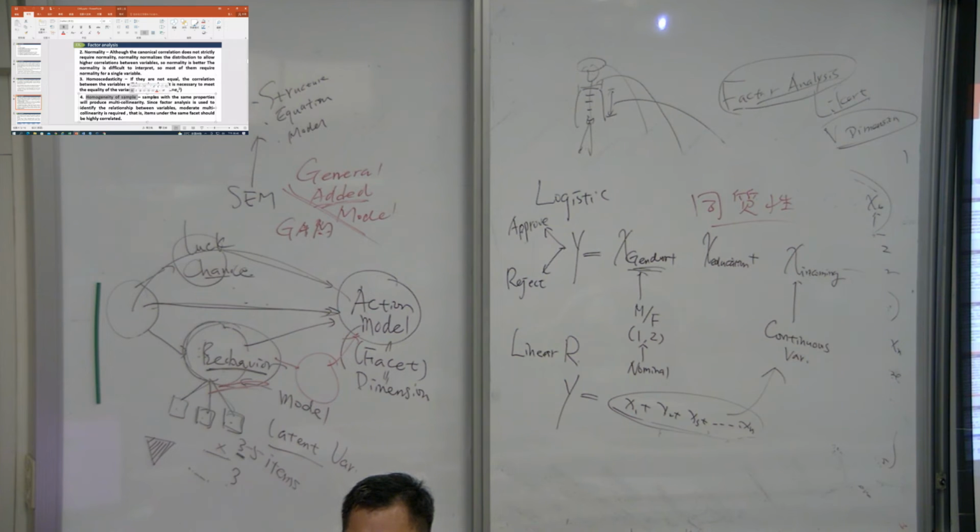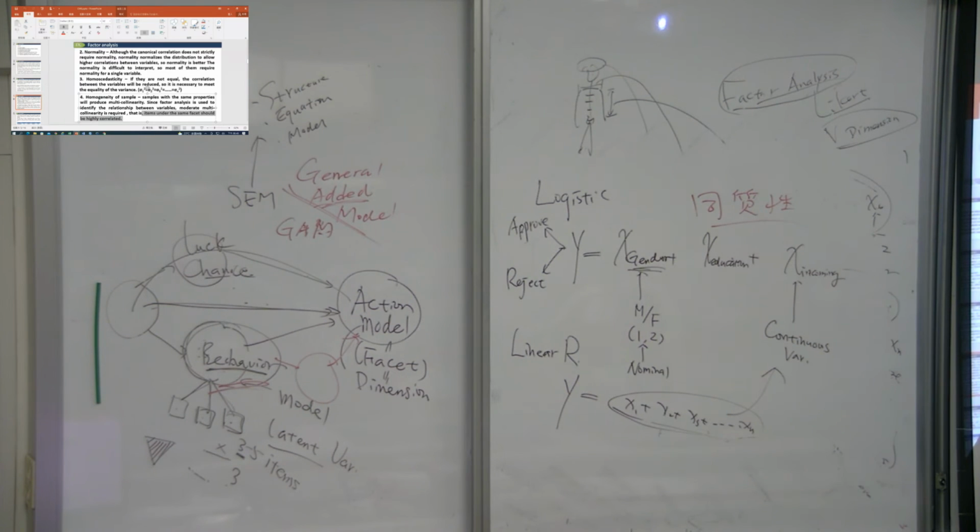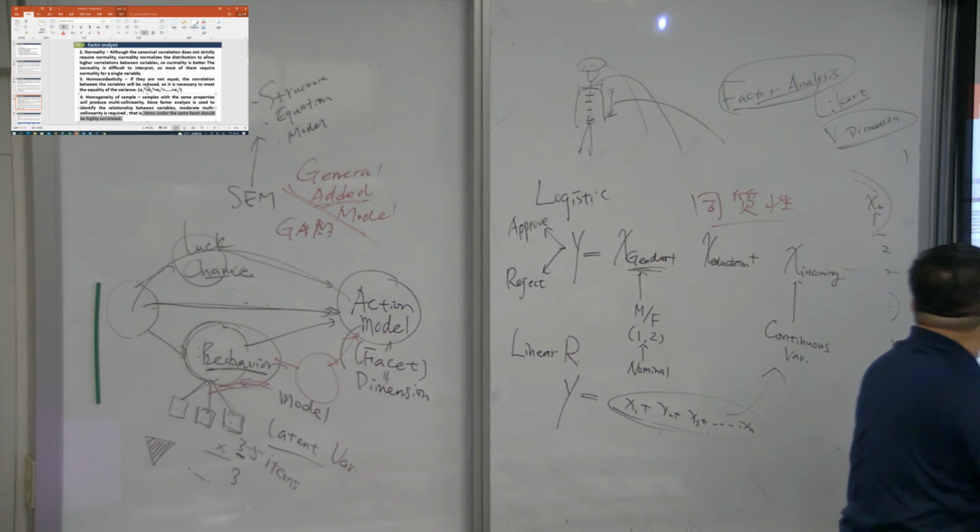Homogeneity of a sample: samples with the same property will produce multicollinearity. Since factor analysis is used to identify relationships between variables, moderate multicollinearity is required. That is, items under the same factor should be more highly correlated. This is more important. Items under the same factor should be highly correlated.